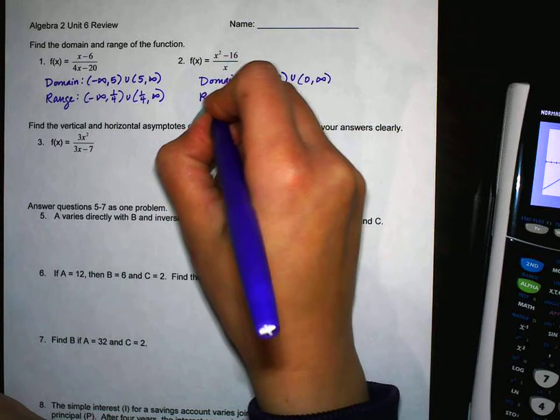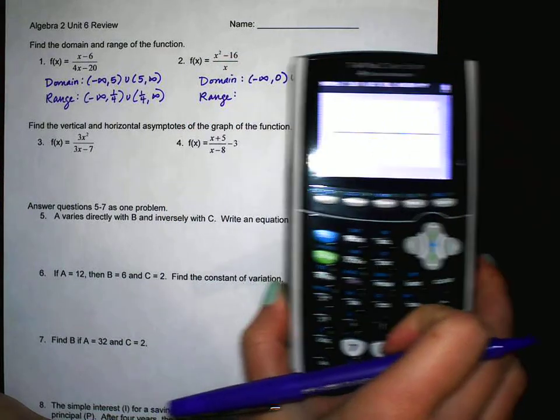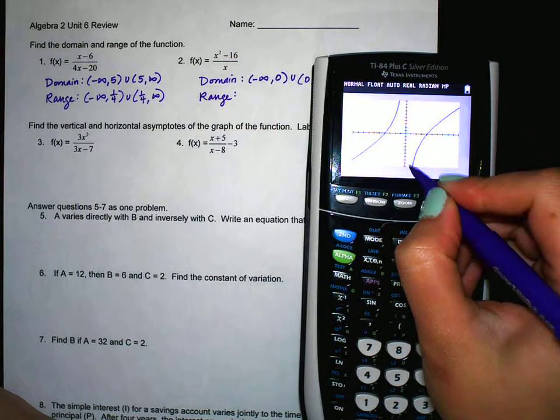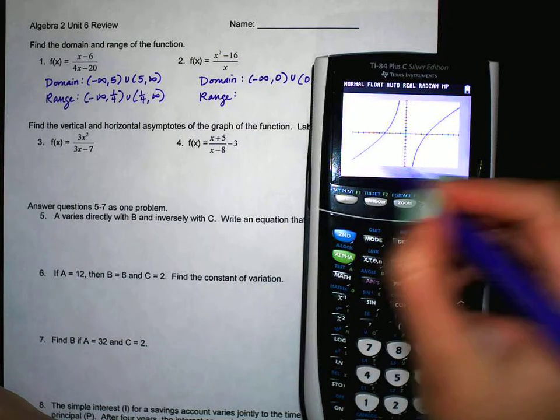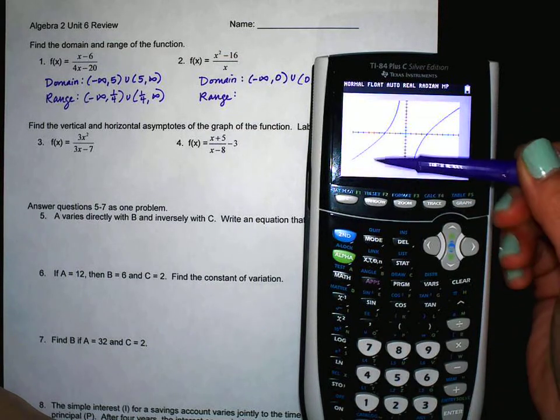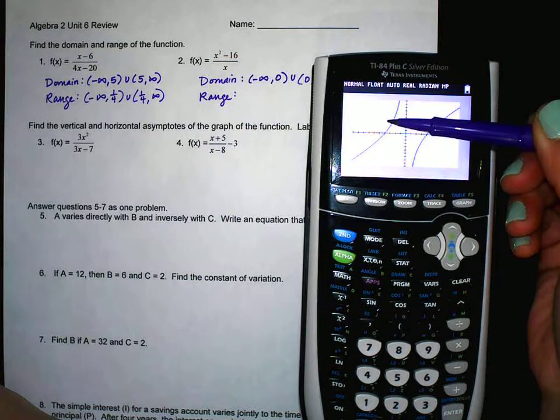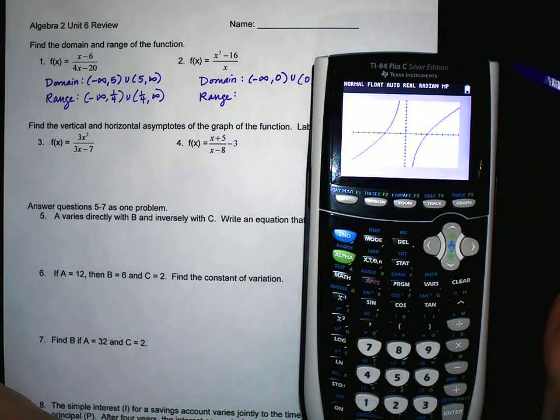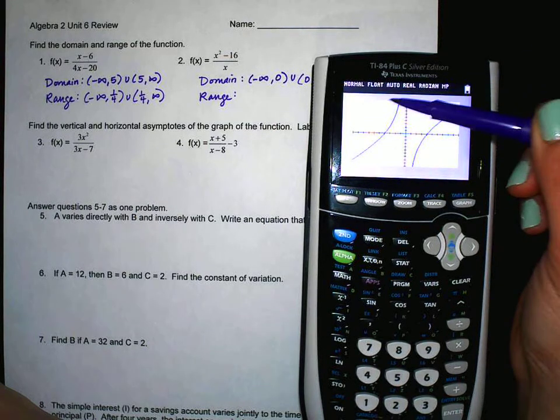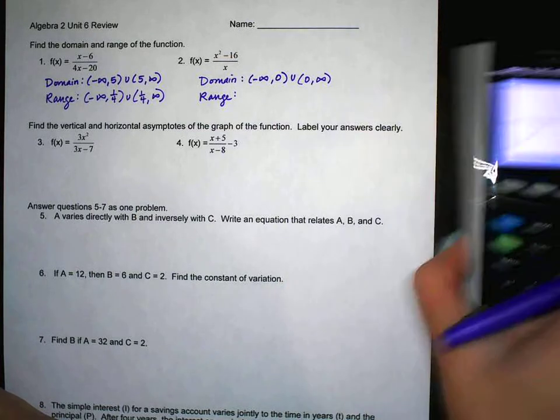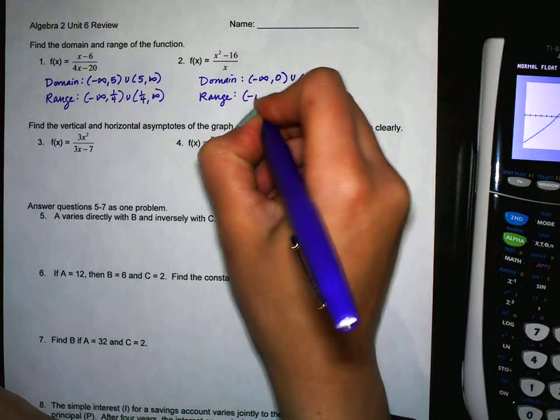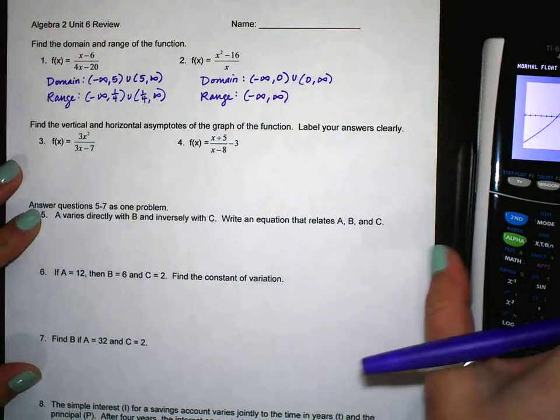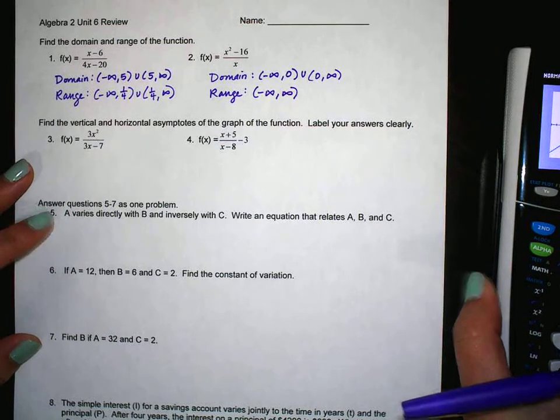My range, if I look at my graph here, start at the bottom, this part of the graph is going to keep on going and going forever down, as well as this part. So as I go up, there's nothing that I'm skipping over, no gaps. And this part of the graph is going to keep on going up to those really high y values, as well as this part. So my range in this case is going to be from negative infinity to infinity. Alright, so that's domain and range. That's actually pretty tough without looking at the graph.